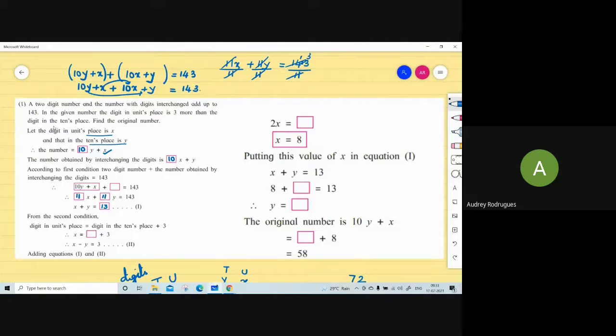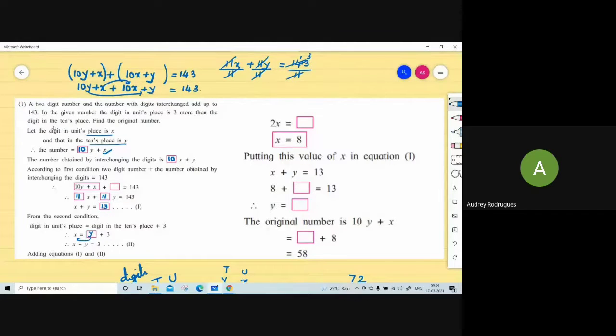Now what next? Second condition. The digit in units place x is equal to the digit in tens place y plus 3. Now if I bring this y on this side, I will get x minus y is equal to 3. So now you are going to solve both the equations and fill all these boxes. You will raise your hand once you have done. Fill in all these boxes and let me know the answer.